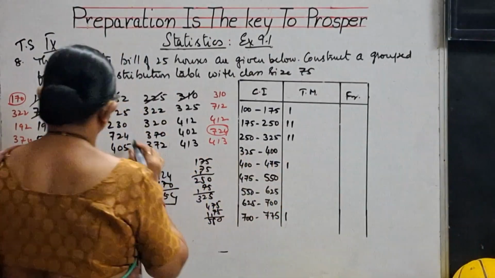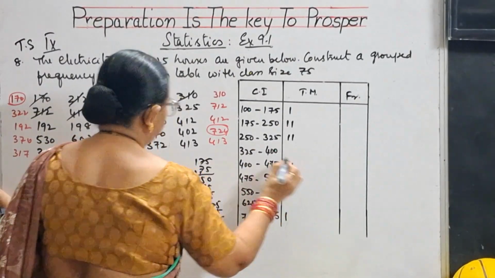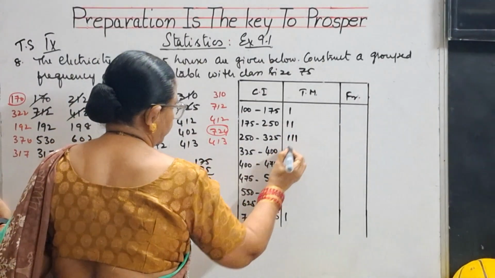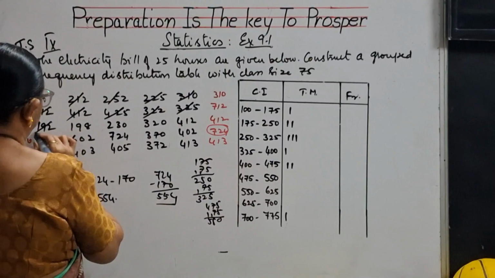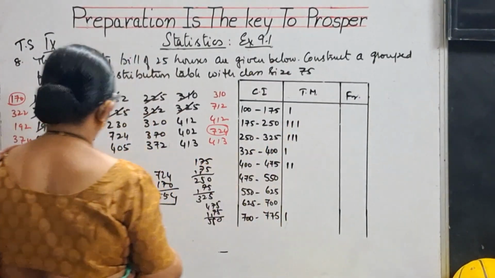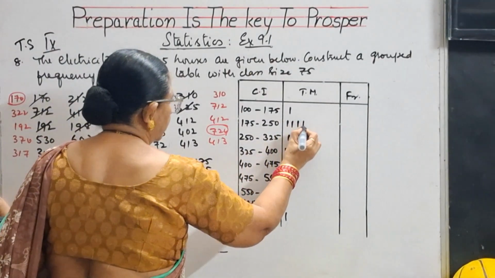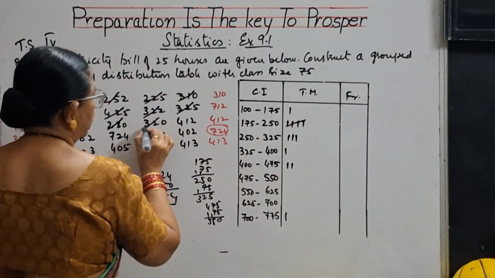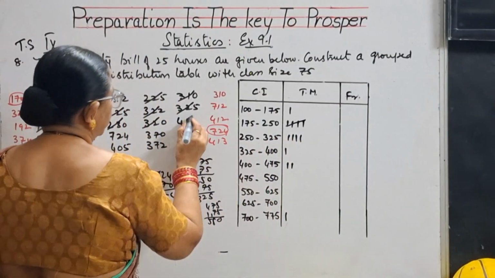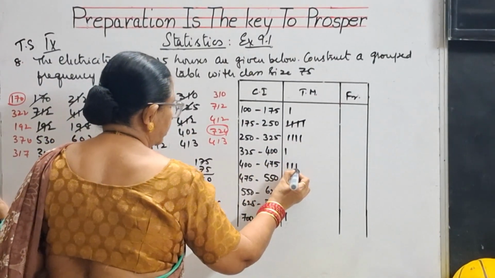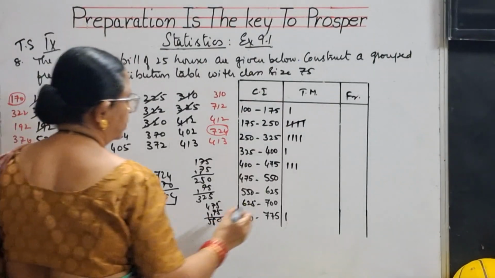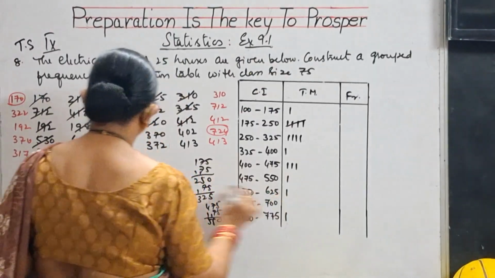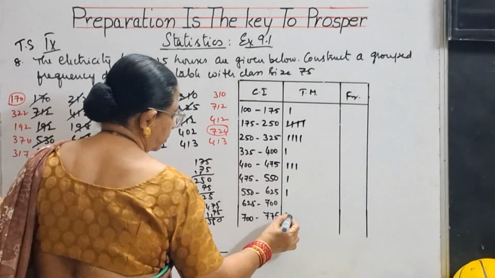412 will be here. 425 will be here. 322 will be here. 325 here. And then 192 will be here. 198 also will be here. 230 will be here. 320 will be here. 412 will be here. 530 here. 602, this is here. 724 here.